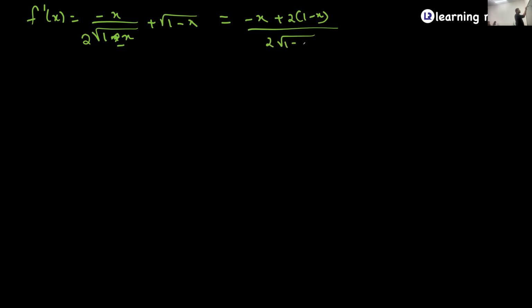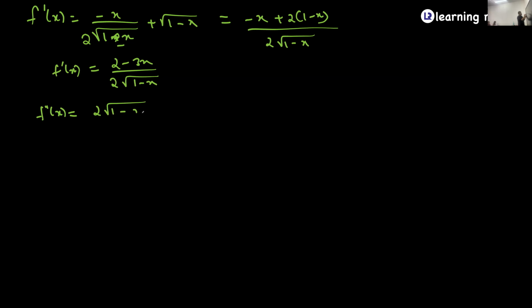See, f dash of x is equal to minus x by 2 root of 1 minus x plus root of 1 minus x, sorry, 1 minus x. Correct? Okay. Now, here there is a 2. Now, if you take LCM, what will you get? Minus x plus 2 into 1 minus x, the whole divided by 2 root of 1 minus x. Correct? So this is going to be 2 minus 3x divided by 2 root of 1 minus x, which is f dash of x. So what is f double dash of x?